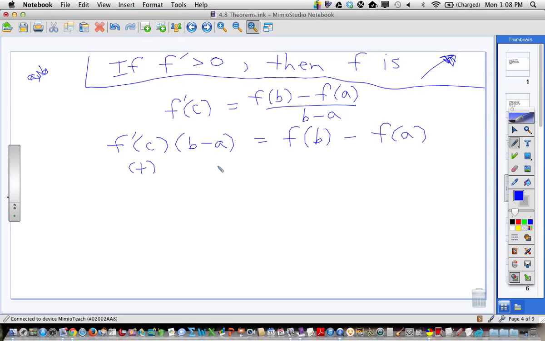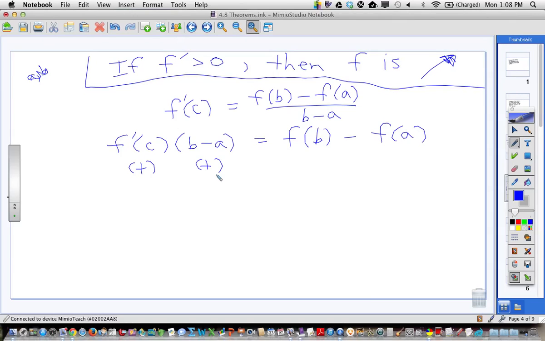Tell me what you know about b minus a. It's also positive. Why? Well, because we said a is to the left of b, right? We said a and b are any 2 points on there, and a comes before b. So when you take a bigger minus a smaller, it's got to be positive. So this has got to be positive.